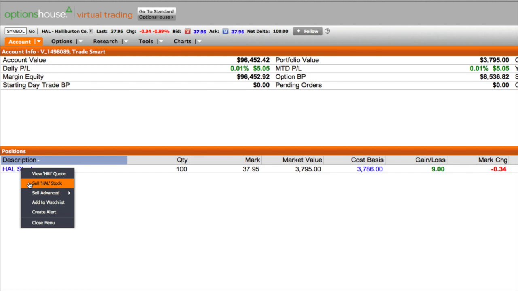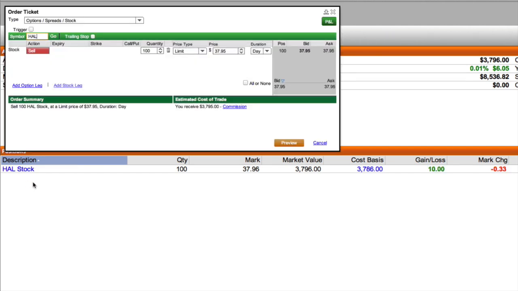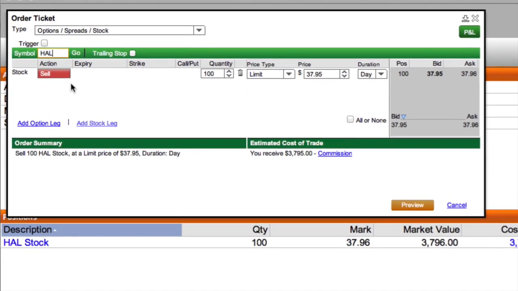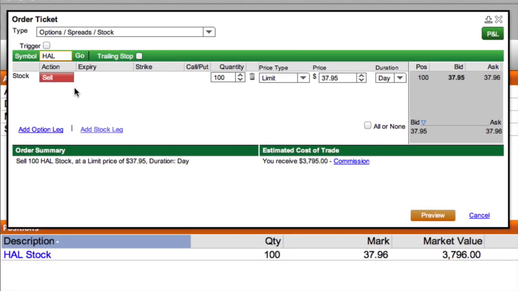When we do that, the order form pops up. Now, if we zoom in on the order form, we can read through all this, and we can see that the action is set to sell. The quantity is 100, and the price type is a limit. Well, we want to change that from limit order. Look at that, there's a stop order. Now, this price becomes a $37.97 stop price. And if we hit the stop price, then it becomes a market order.